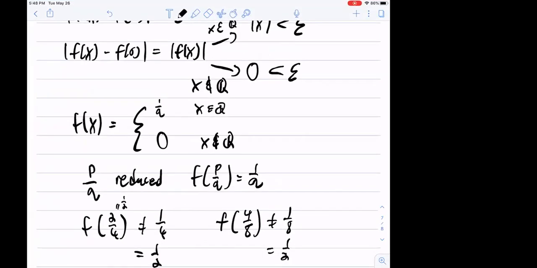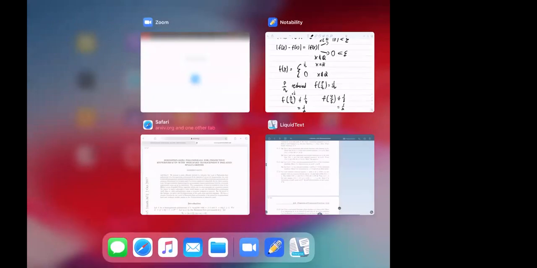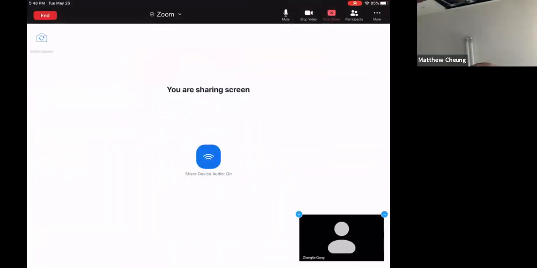Hopefully everyone is clear on how epsilon delta proofs work. Make sure you are, because the sample final has epsilon delta proofs for uniform continuity, and to understand uniform continuity, you have to understand continuity. Okay, that's all I have for today.